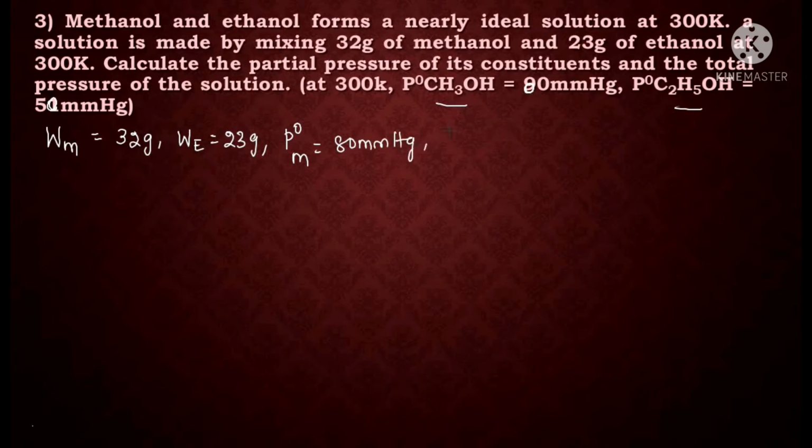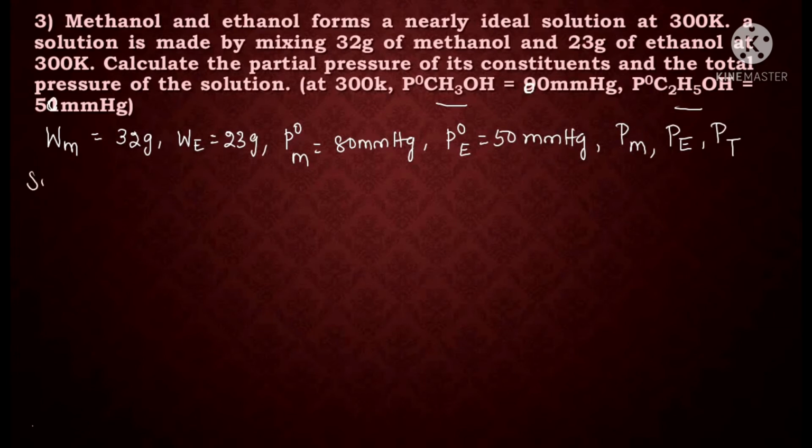Okay, and what else is given? The vapor pressure of pure ethanol is given, that is 50 mmHg. Okay, and you are asked to calculate PM, that is partial vapor pressure of methanol, partial vapor pressure of ethanol, and also total pressure. Okay, for this problem you should make use of the second formula which we saw earlier, that is Raoult's law, which deals with the volatile solutes. Understood? Methanol and ethanol both are volatile in nature, so we should make use of that formula, right? So we can make use of this one.